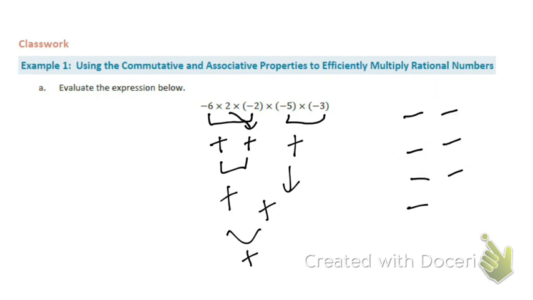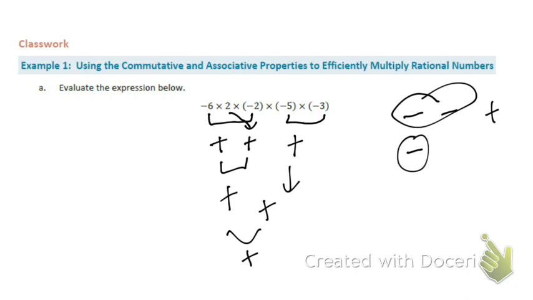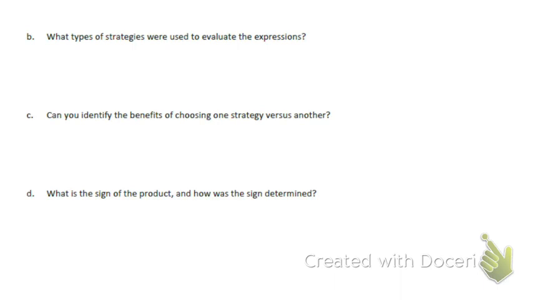But let's say what happens if we had an odd amount? Let's say we had 3 negatives. These two multiply and become a positive, right? But then you still have this negative over here. And what's a positive times a negative? A negative, right? So here I'll write out the answer for part D.